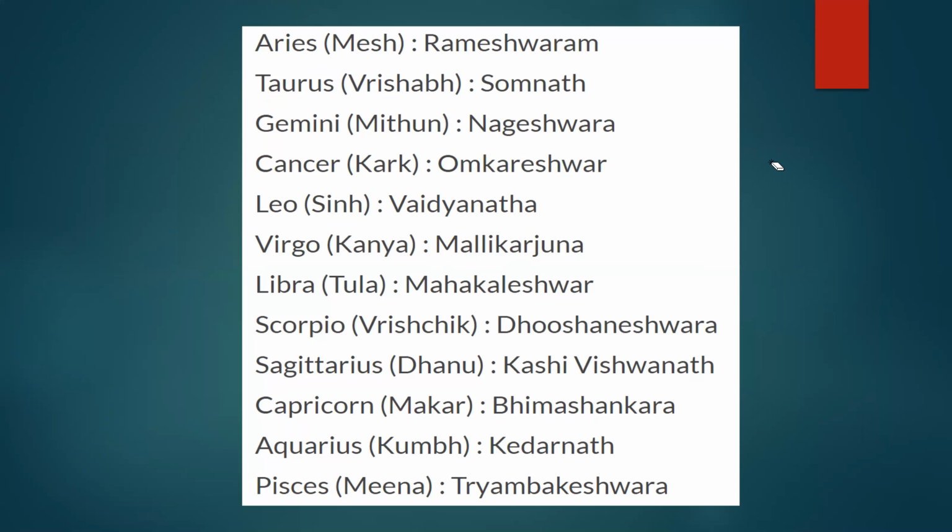Aries is the Mesha Rasi: Rameshwaram. Taurus is Somanath. Gemini, Nageshwara. And Cancer, Omkareshwara. Leo, Vaidhyanatha. Virgo, Mallikarjuna. Libra, that is Tula Rasi, Mahakaleshwara. Scorpio, Vrichika, Dushneshwara. Sagittarius, Kashi Vishwanatha. Capricorn, Bhima Shankara. Aquarius, Kumbha, Kedarnath. Pisces is Meena, Trimbakeshwara.